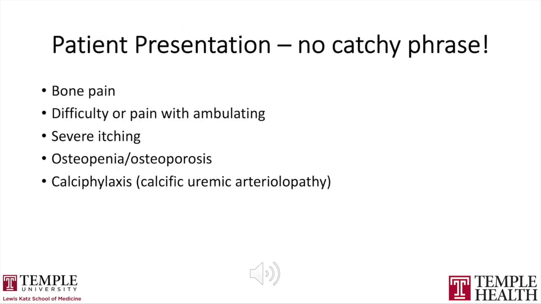So unlike the patients with primary disease, the patients with secondary disease due to end-stage renal failure have no catchy phrase to help you remember how they present. They're going to have oftentimes excruciating bone pain, and that's what they'll tell you the most. This bone pain makes it really difficult for them to walk or get out of a chair without having significant pain. They can have a lot of itching. On a DEXA scan, they will have osteopenia or osteoporosis, and they can also present with calciphylaxis, which is what we commonly call calcific uremic arteriolopathy, so little deposits in the skin that oftentimes people will confuse for small abscesses.